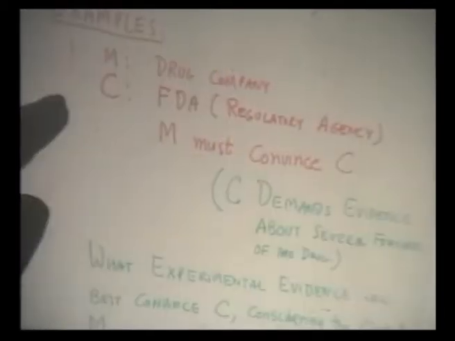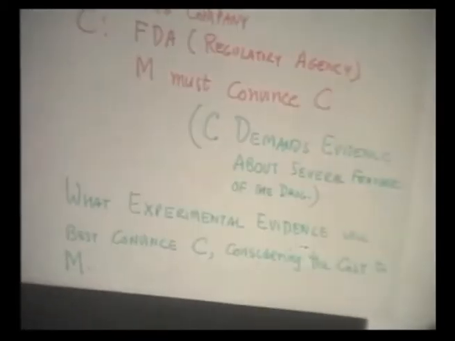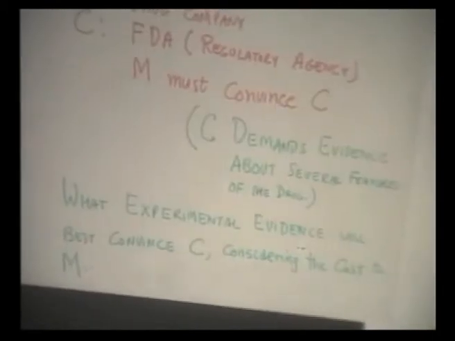So what experimental evidence will best convince C, considering the cost to M? The cost is what you have to take into account, and once you do that, you might reach a conclusion before you do the experiment that it's not even worthwhile trying to convince this person, because no matter how much money I spend, I won't be able to bring that person closer to my point of view, and therefore it's not worthwhile to do the experimentation at all. That's part of the option available. Okay, so second example.